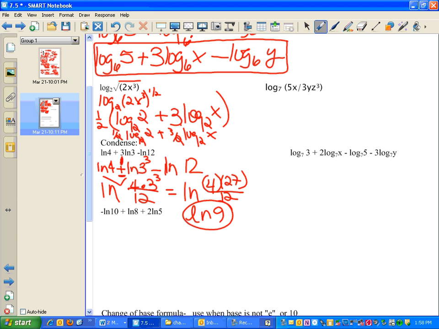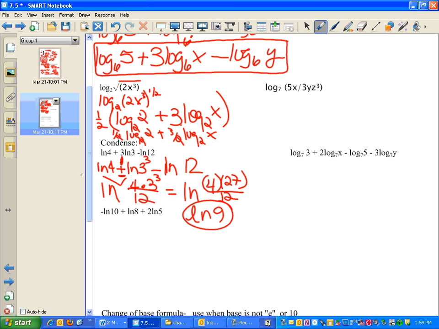So you've got to think forwards and backwards. Expanding, to show multiplication means I add. To show division means I subtract. And the other way is just going in reverse. If I see addition, I'm going to multiply the arguments. If I see subtraction, that value goes in the denominator.